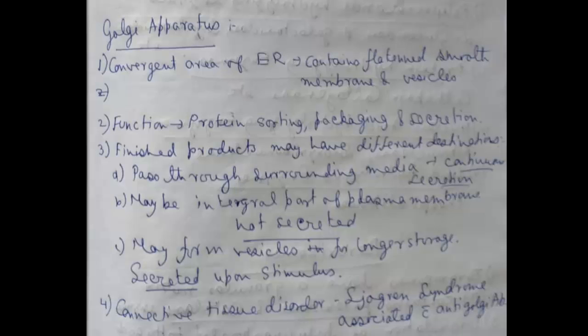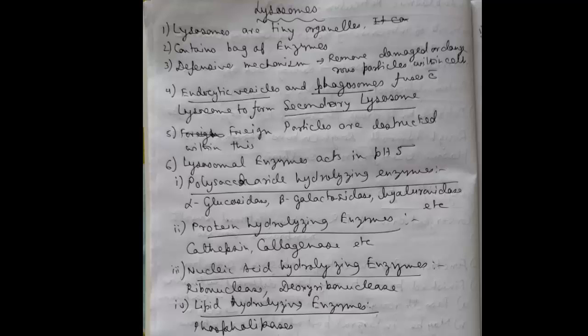Next one is lysosomes. Lysosomes are tiny organelles. They contain a bag of enzymes. They have a defensive mechanism. They remove damaged or dangerous particles from cells. Endocytic vesicles and phagosomes fuse with lysosome to form secondary lysosome. Foreign particles are destroyed within this. Lysosomal enzymes act at pH 5.